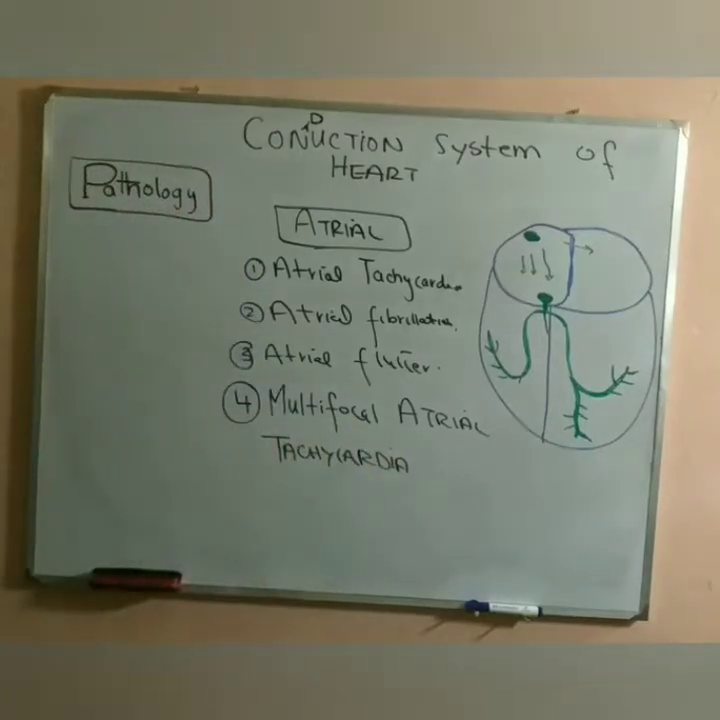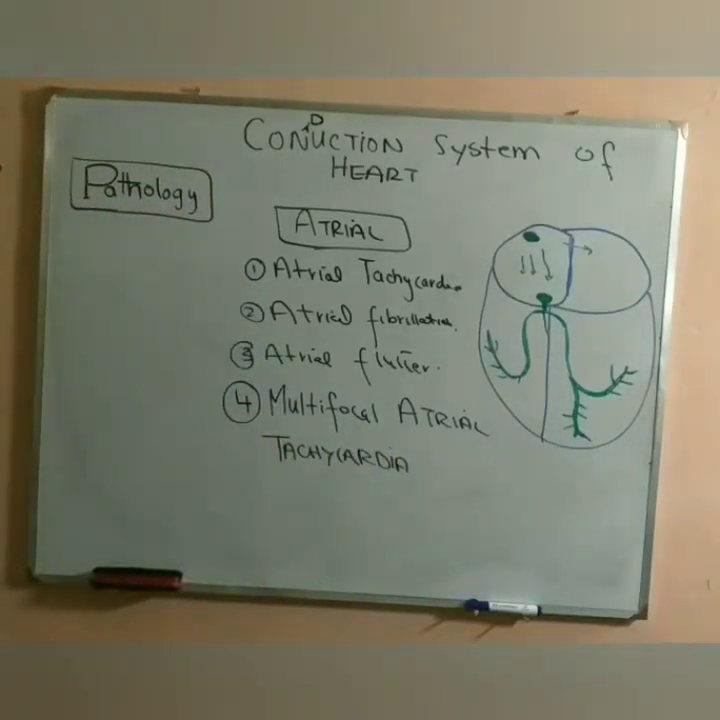So these are the abnormal conditions or pathologies which are somehow associated with the conduction system of the heart, because irrespective of their origin, they ultimately gain entry from one part of the heart, the atrium, to the other part of the heart, the ventricle, through the conduction system. So these are atrial tachycardia, atrial fibrillation, atrial flutter, and multifocal atrial tachycardia.